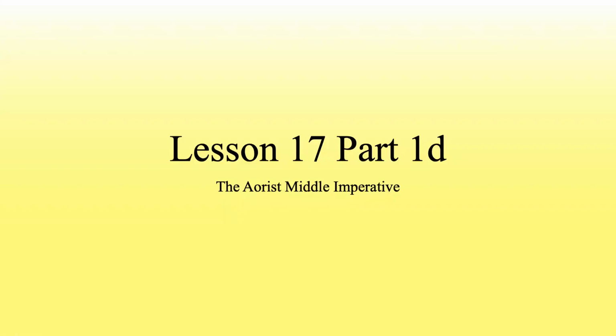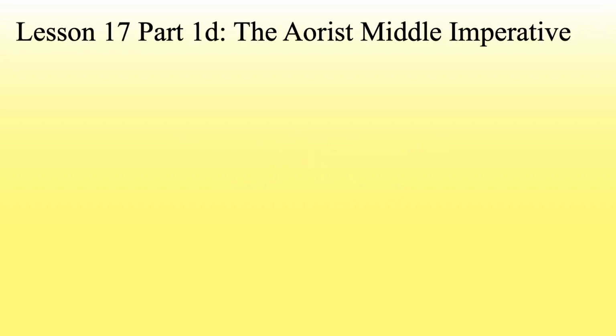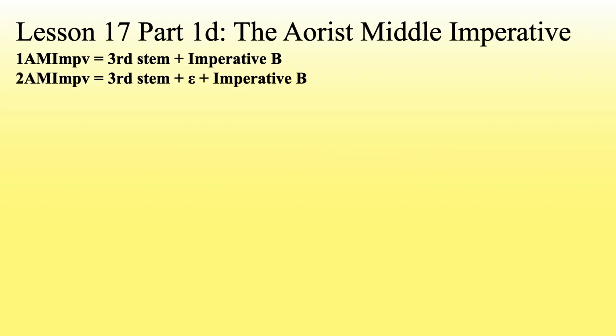Lesson 17, Part 1D, the Aorist Middle Imperative. First Aorist Middle Imperative is third stem plus imperative B endings, just like we'd expect. And second Aorist Middle Imperative is third stem plus epsilon plus imperative B endings, again, just like we would expect. No augment because it's not indicative.